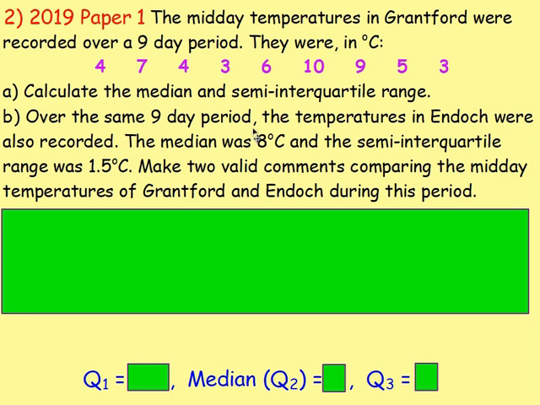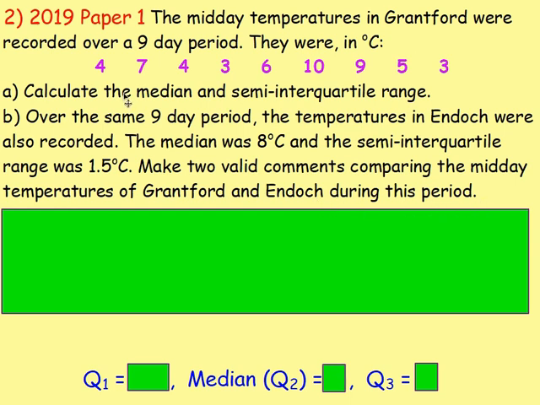And Part B, over the same 9-day period, the temperatures in Endoch were also recorded. The median was 8 degrees and the semi-interquartile range was 1.5 degrees. Make 2 valid comments comparing the midday temperatures of Grantford and Endoch during this period.